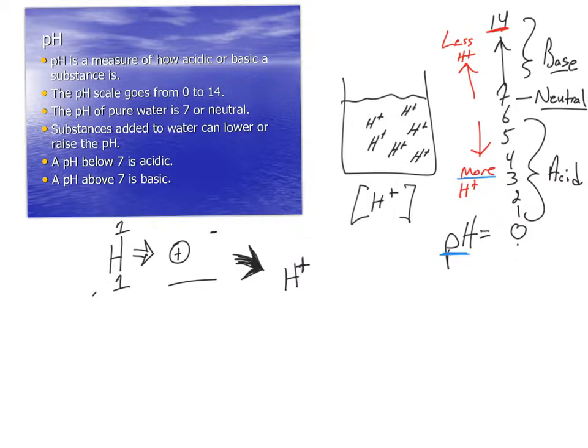So a pH below 7 is acidic, above 7 is basic. That's something that you really just need to make sure you have in your head. Below 7 is acidic and above 7 is basic. So if I tell you a solution has a pH of 3, then you know it's an acid. If I tell you something has a pH of 9, then you know it's a base. All right, let's move on.